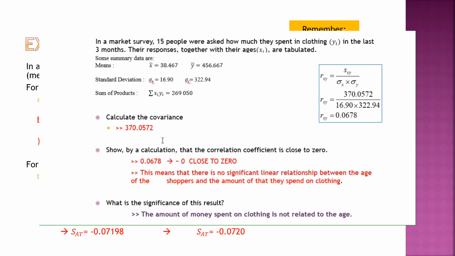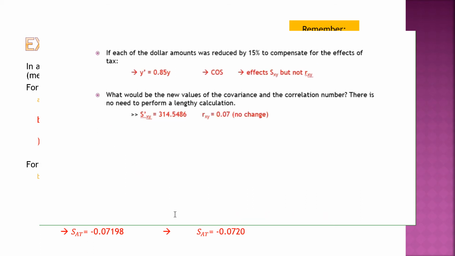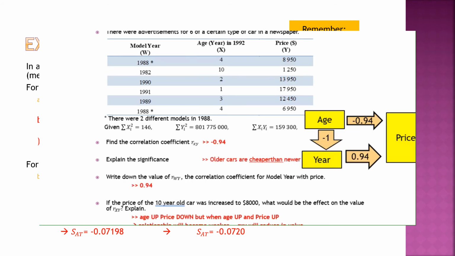Okay, so these values are given. Calculating the covariance shouldn't be a problem. Showing the correlation coefficient shouldn't be a problem. Significance: no relationship because there's nothing going on there. Okay, if each dollar was reduced by 15%, it will affect the SXY, but it won't affect the R. So if reduced by 15%, you times your SXY with 0.85. Your SXY will change. RXY, no change. RXY only changes when one is multiplied by a negative and one by a positive. Okay, I'll just quickly go through, then you can do it at your own time, okay?